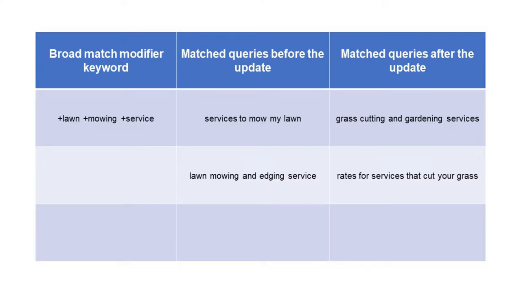To make it simple, if you have a broad match modifier keyword, then Google will also match this keyword to other search queries that may not match the same words in your keyword but share a similar meaning. Just like in this example by Google, the keyword "lawn mowing service" could be matched with queries like "grass cutting and gardening service" and "rates for services that cut grass". Even though these search queries do not match word by word with the actual keyword, they could still possibly be a match for the keyword, because they share the same meaning.